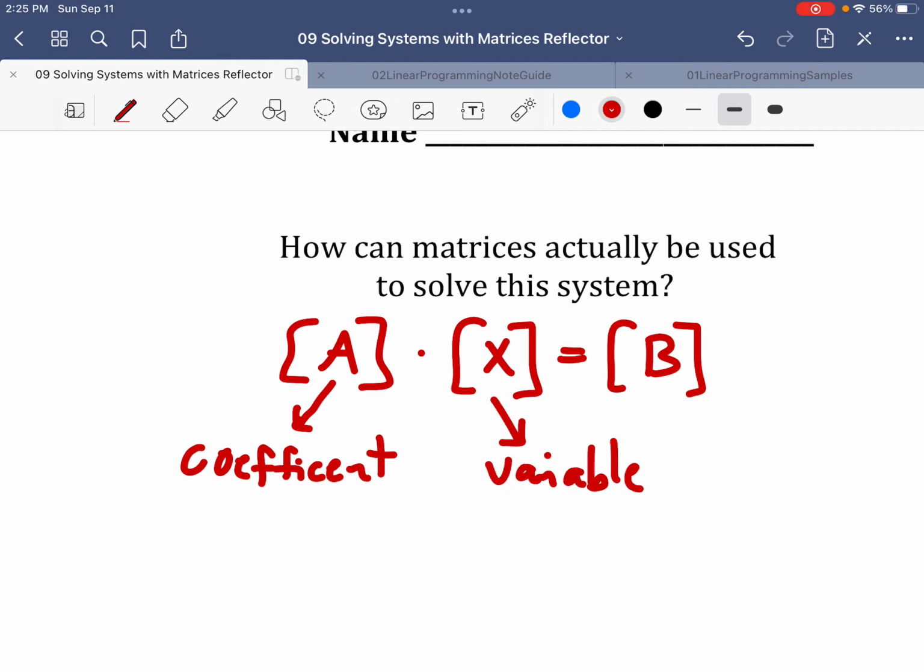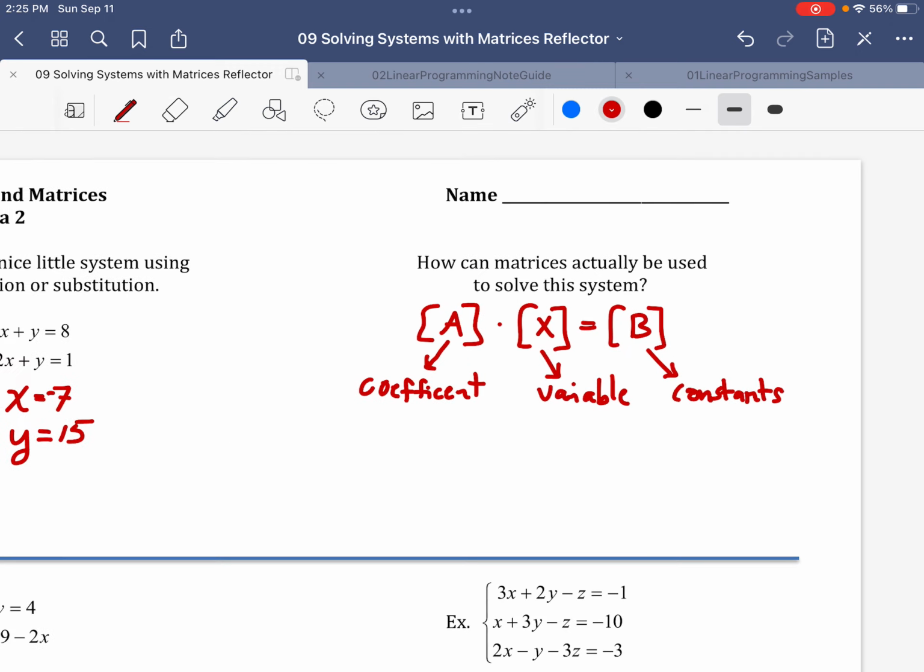And don't worry, I'll show you how this relates to the system we just solved. You will like this. There's only one set of numbers that are left. Those will be the numbers that the equation equals. We call those constants. So matrix B will be the constant matrix.